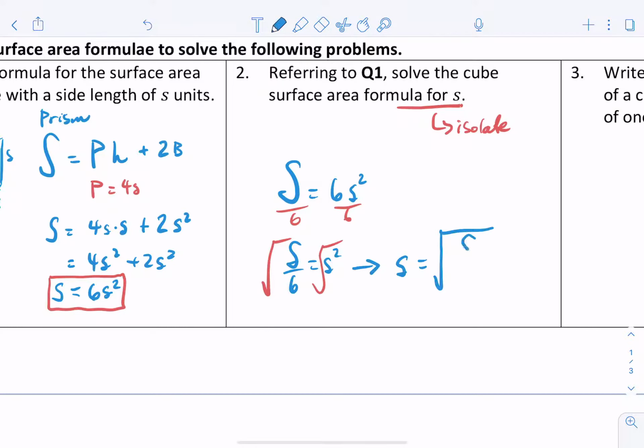over 6. We got it. I wonder why we had to do that. I wonder if we're going to use it again in the next example.